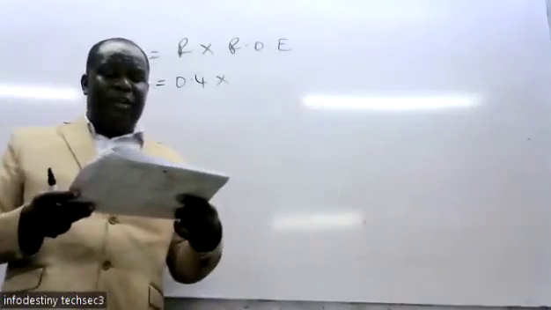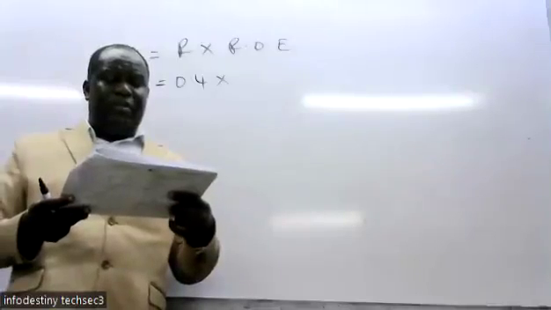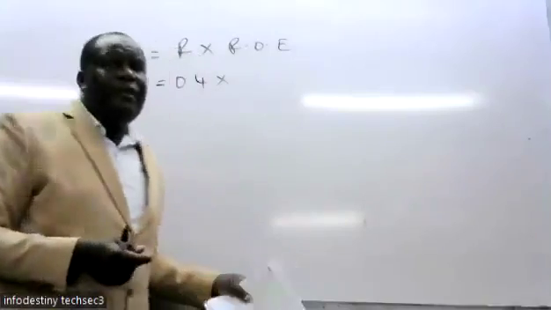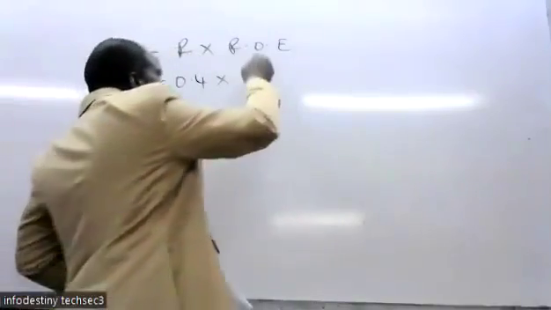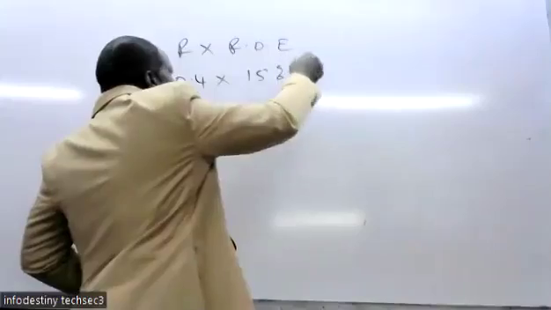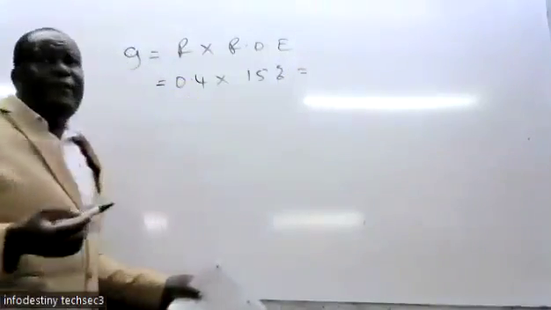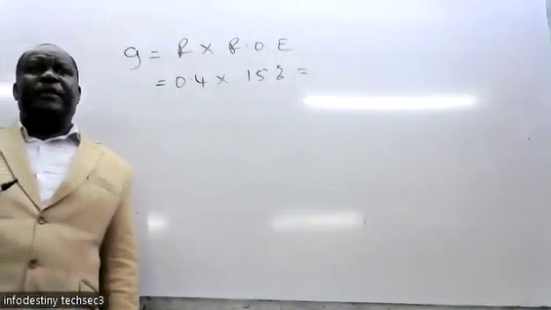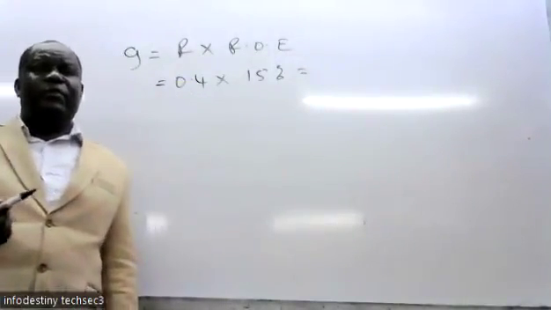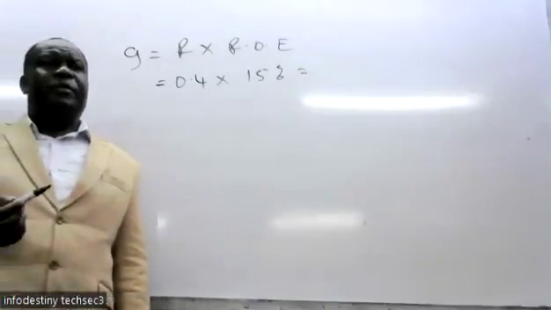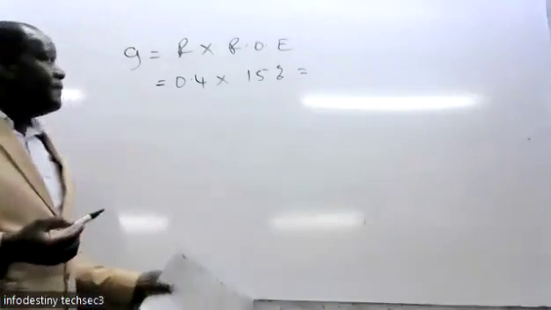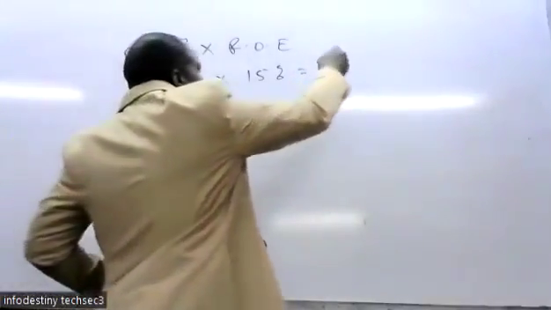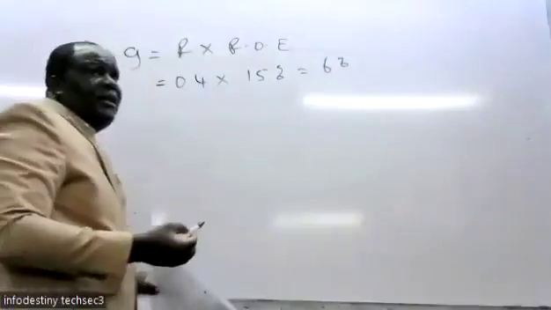Return on equity was given in note number 2, the shareholders' required rate of return on equity. They gave us 15%. So 0.4 times 15% should give us the growth rate, which is going to be exactly 6%.